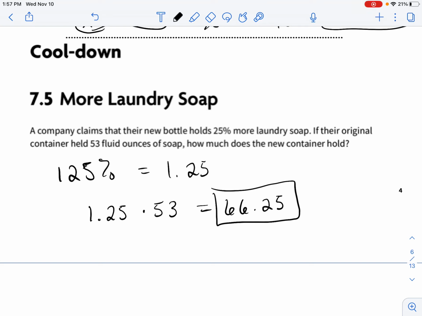All right, so that's using number lines and then just once again looking at how we deal with percents of a number that are over 100.